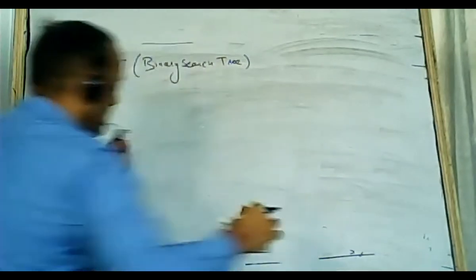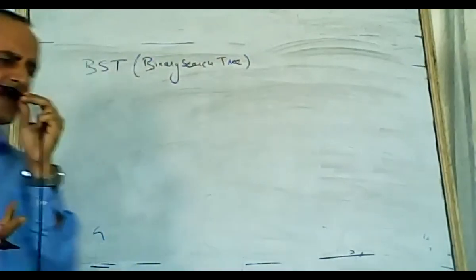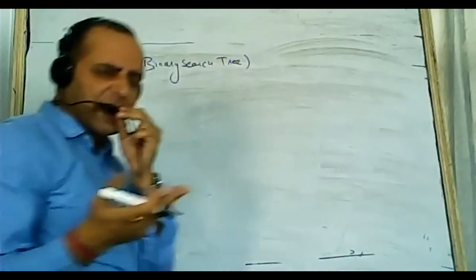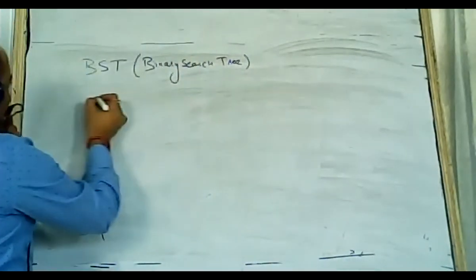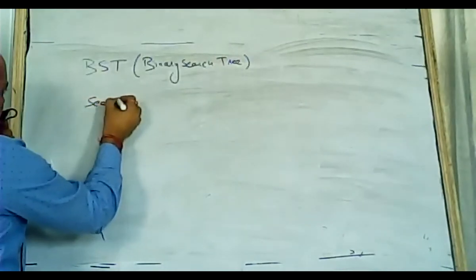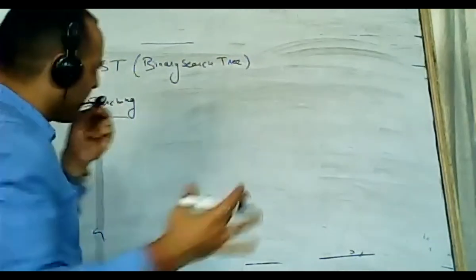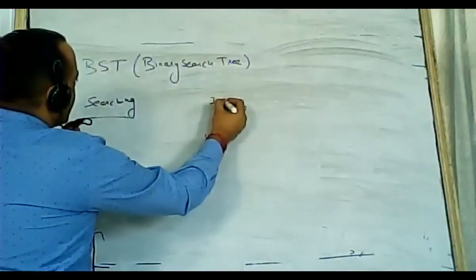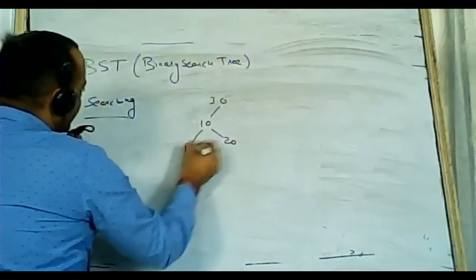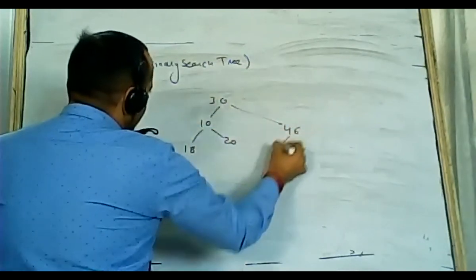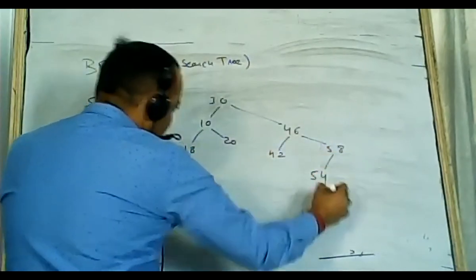Like the binary tree example you did at the start, again it is the same, kind of binary search. Now we will see a few processes of it, then we will do algorithms for it. Searching: 30, 10, 20, 18, 46, 42, 58. Is this tree a binary search tree? Check.